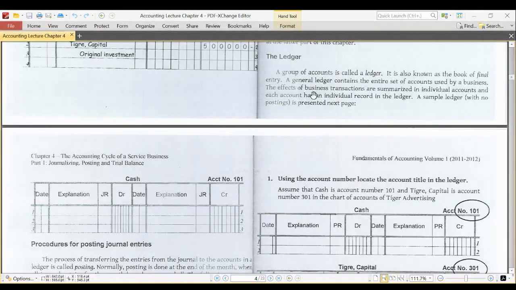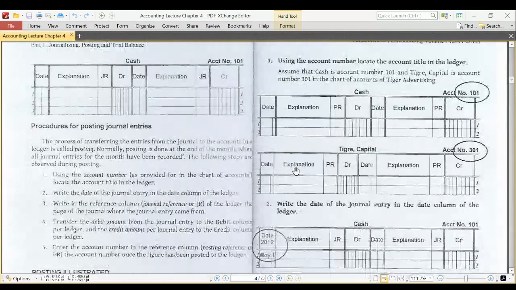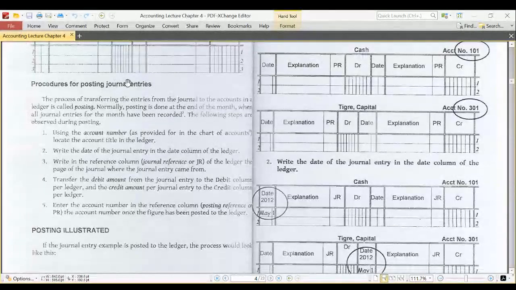So, a general ledger contains an entire set of accounts used by a business. The effects of business transactions are summarized in individual accounts. So, again, ledger is a summary of all the transactions pertaining to a specific account. So, what are the different procedures for posting journal entries? So, ipopost mo daw yung journal entry sa mismong ledger.